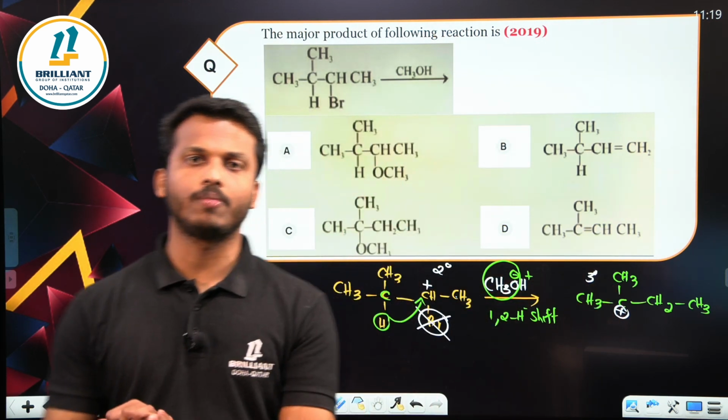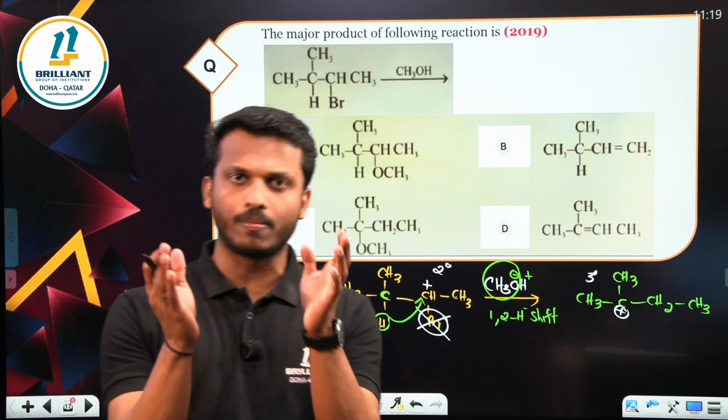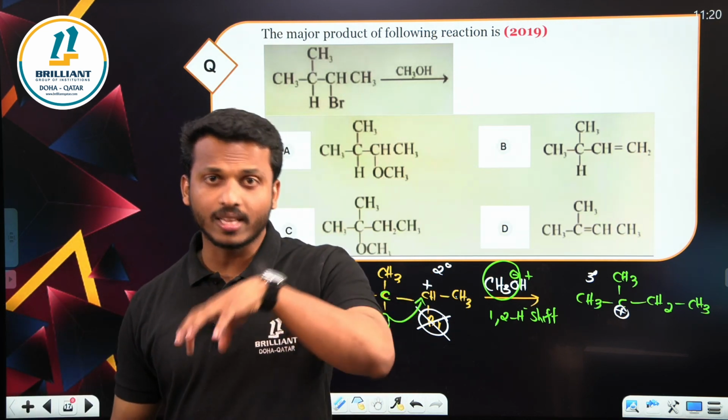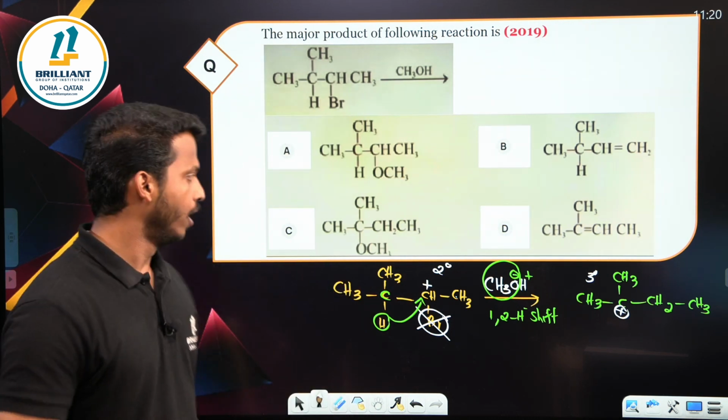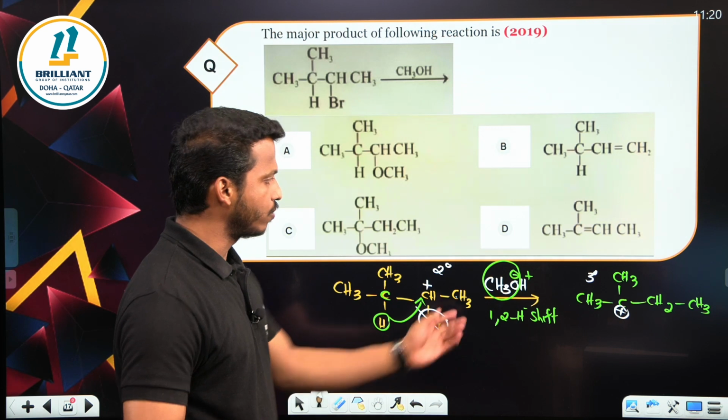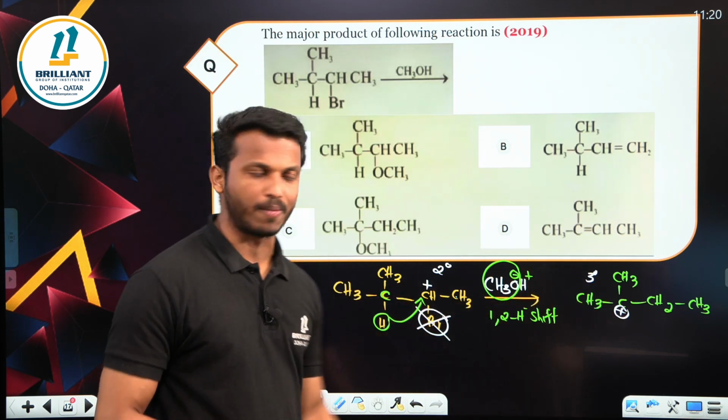In the SN1 mechanism, if you get a compound with a primary or secondary carbocation, please check by hydride shift or methyl shift whether there is a chance to make it tertiary or not. If hydrogen is there, yes, we can shift hydrogen, and we get a tertiary carbocation.